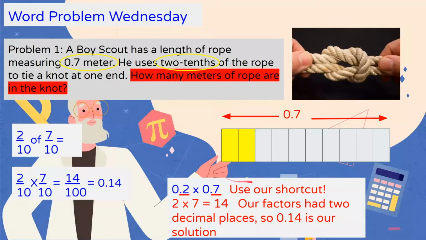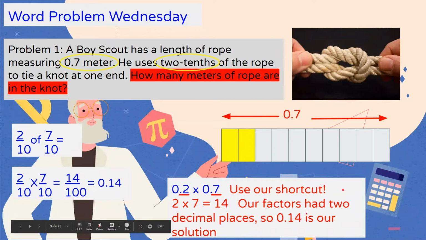Well, you know, we can also use our shortcut method that we learned in a previous lesson, right? Let's take a look at our question again. 2 tenths multiplied by 7 tenths. What are our whole numbers? Our whole numbers are 2 and 7. So 2 times 7 gives us a total of 14. Now we have 14, and we know our factors had 2 decimal places, right? One here and one there. So we can't lose those decimals, but all we have to do is move to our answer of 14, start at the end, and work our decimals back 2 places, 1, 2. And once again, our solution is 0.14 meters.